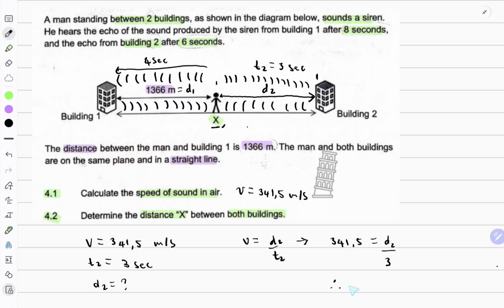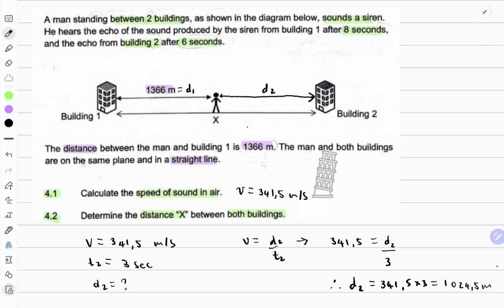So therefore D2 is equal to 341.5 times 3, which is equal to 1024.5 meters. So on our sketch, we can just write D2, the distance between the source and the second building, to be 1024.5 meters.